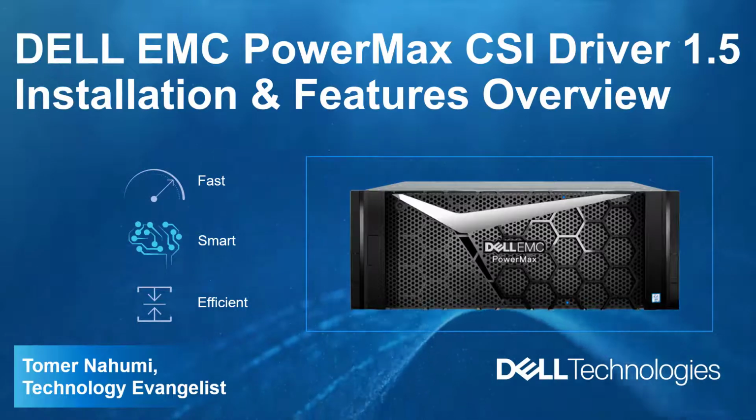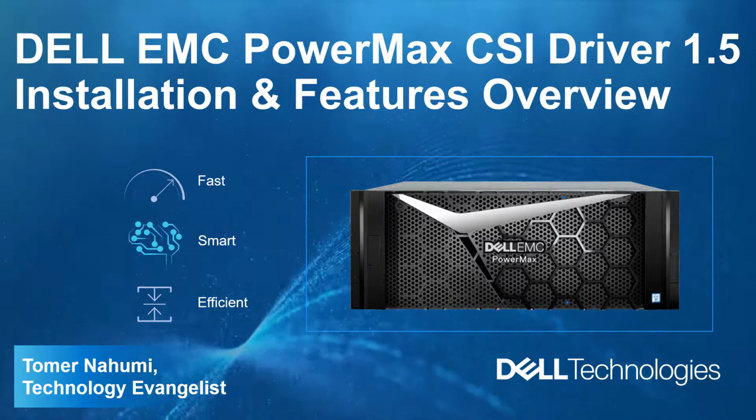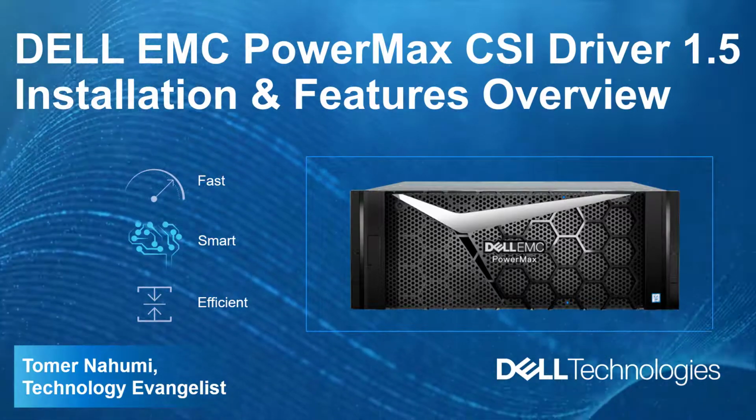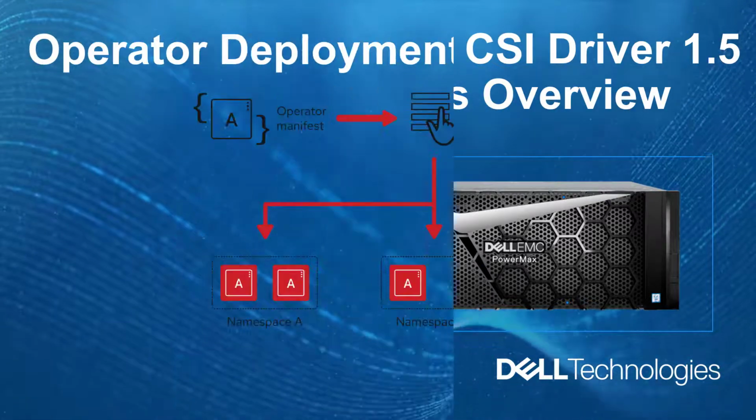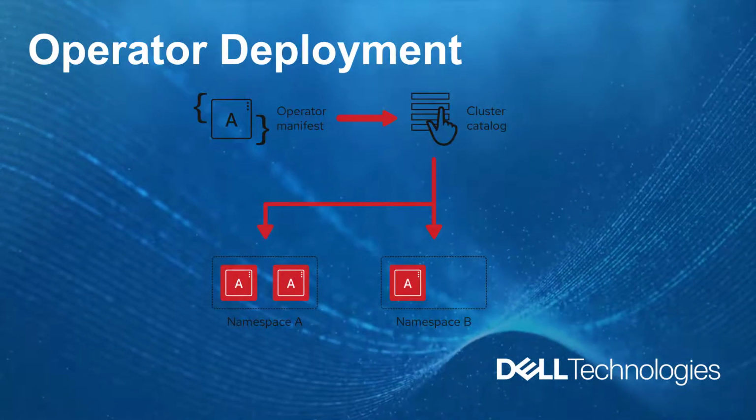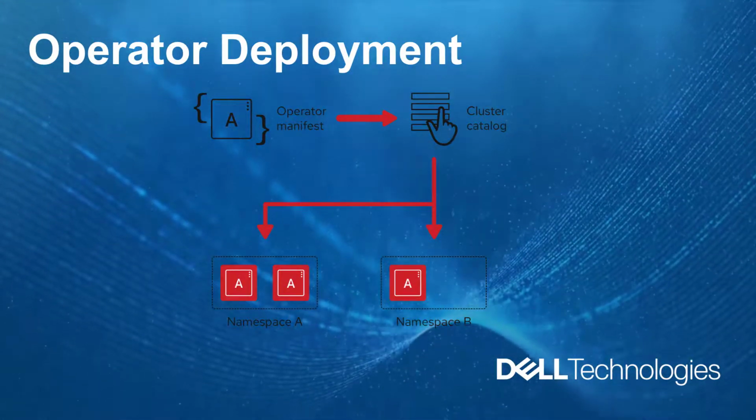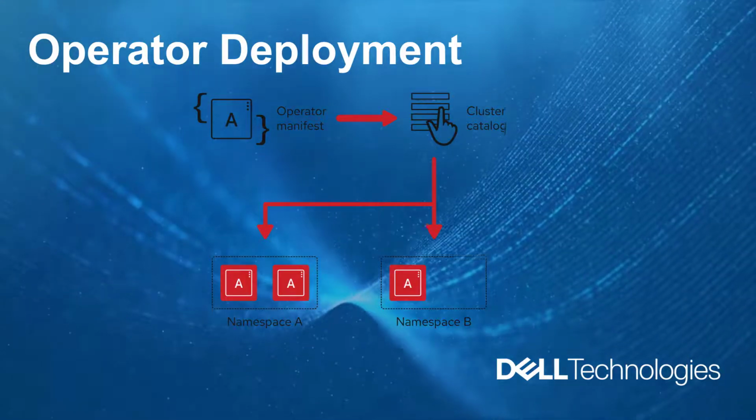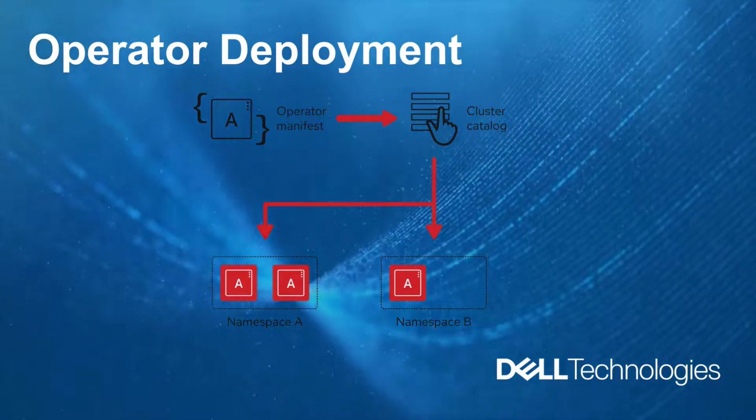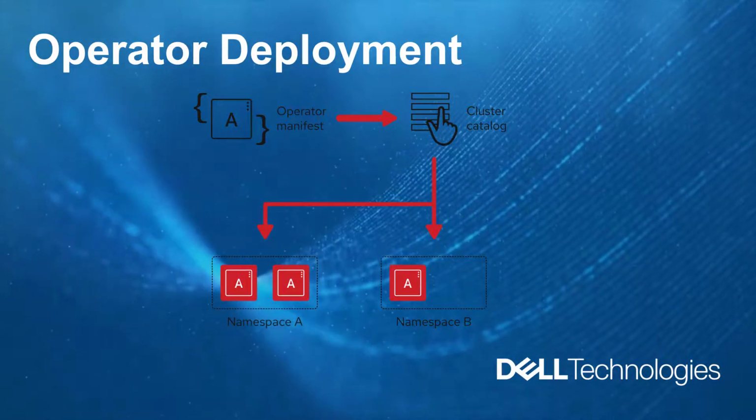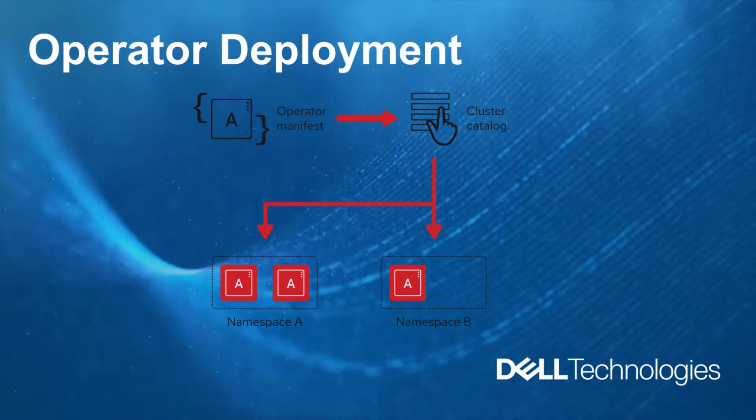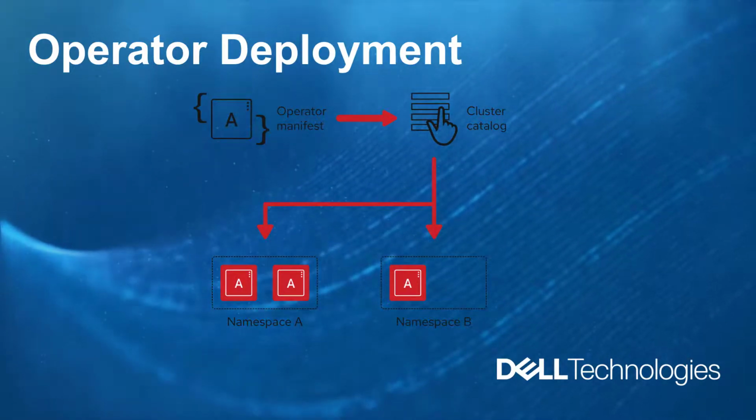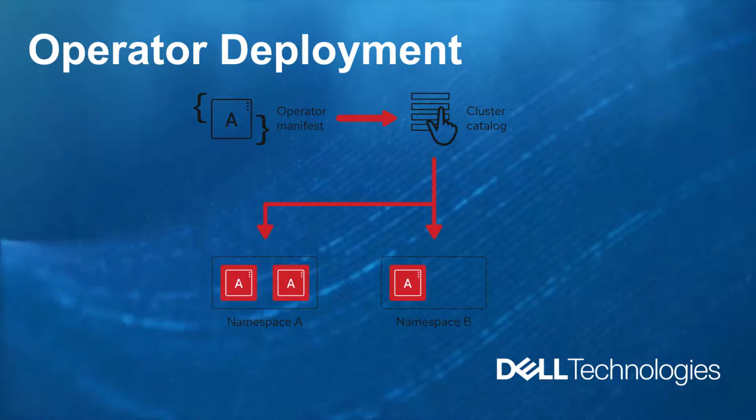In this demonstration video, I'll be showing the Dell EMC PowerMAX CSI Driver 1.5 features and installation method for OpenShift using the Dell operator. The first step is installing the driver. In the latest version, CSI 1.5, we've added support for RedHat OpenShift 4.5 and 4.6 with RHEL and CoreOS worker nodes. The CSI driver can be installed using Helm and the Dell CSI operator.